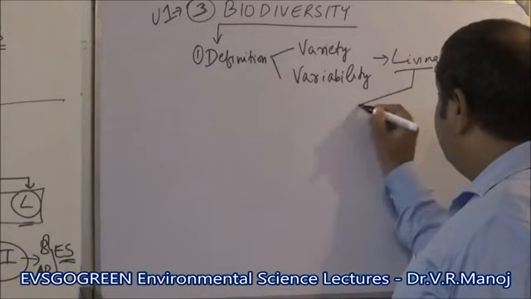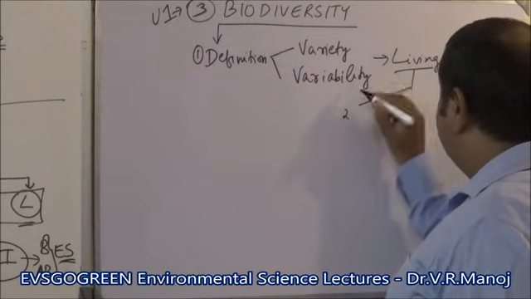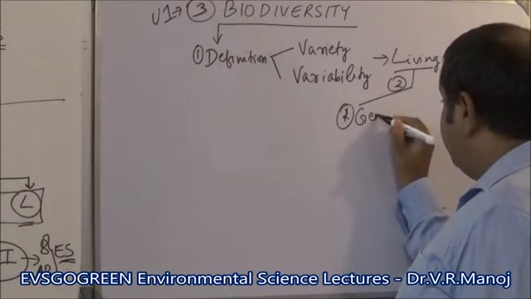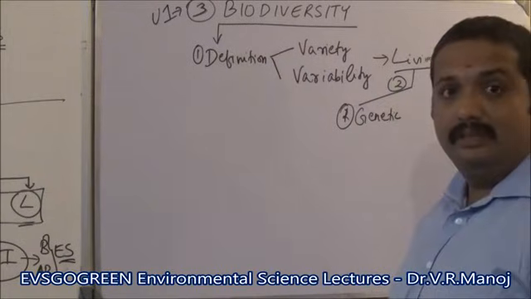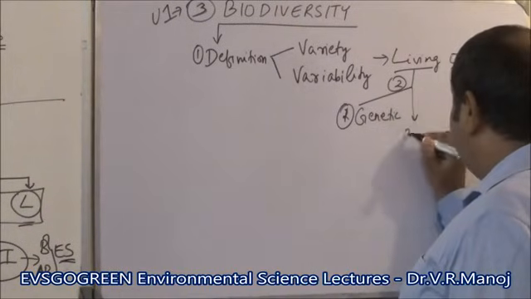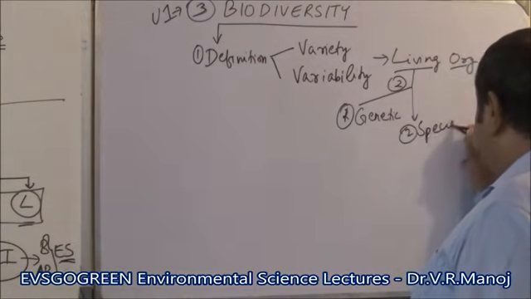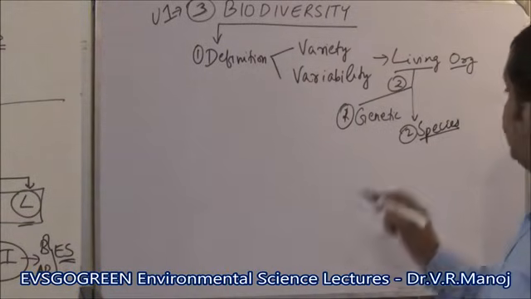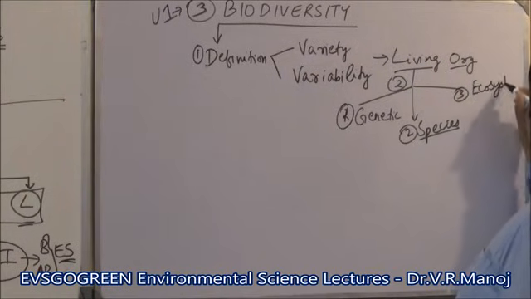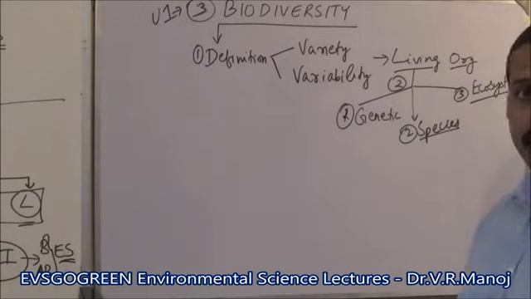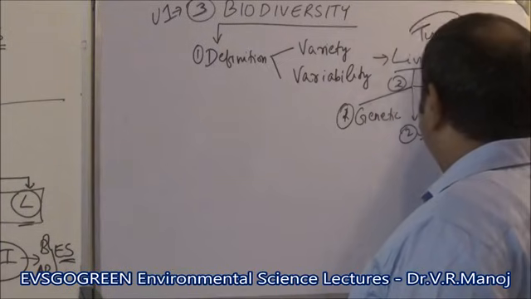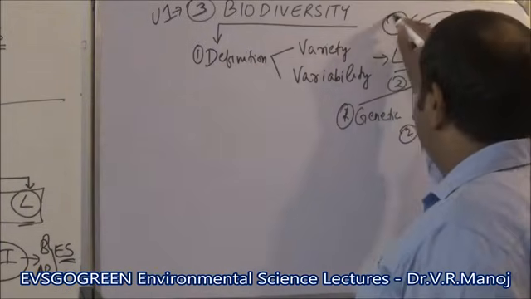So living organisms differ in, this is the second part, they differ in 3 types. Number 1, genetic diversity. This is diversity between the genes found between the different organisms. Species diversity. And number 3, ecosystem diversity. Okay, so that is 2. So these are the types. The first one is definition, the second one is types.